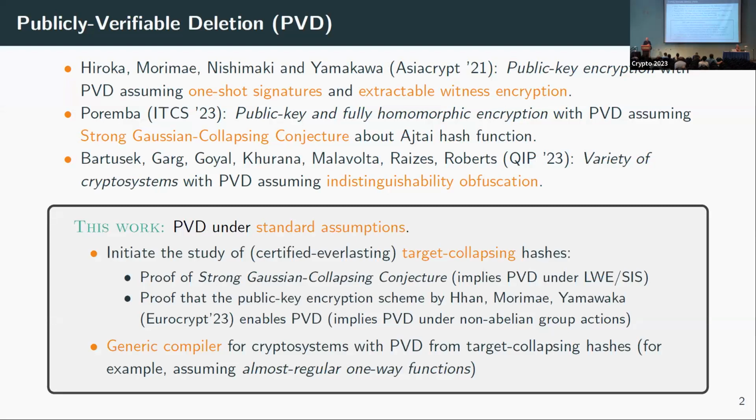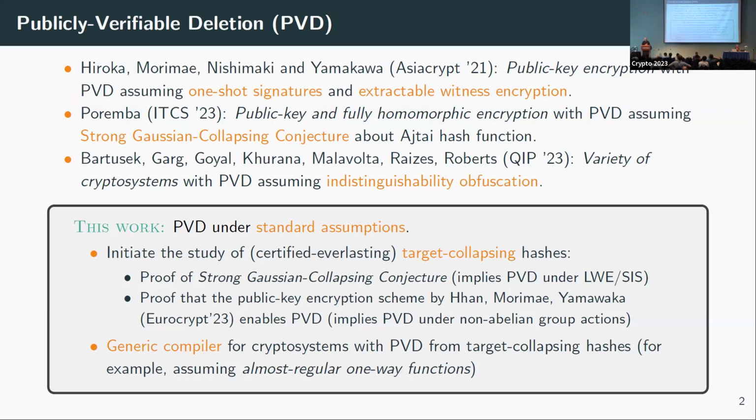In our paper, we introduce the idea of target collapsing hash functions, and we show how to achieve a property called certified everlasting target collapsing. This new property of hash functions allows us to not only resolve the conjecture that I stated in my earlier paper, which among other things implies that PVD is achievable under LWE or SIS, but it also allows us to prove that the recent encryption scheme by Hiroka, Morimae, and Yamakawa actually enables PVD under non-abelian group actions, or more specifically, pseudorandom group actions. So using this new missing piece, which we call target collapsing hashes, we're able to show that these two schemes actually give us PVD under standard assumptions.